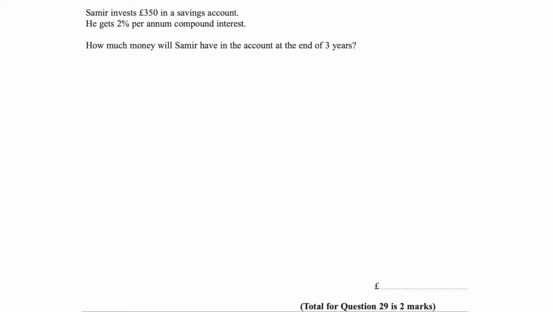Welcome to this GCSE revision topic of compound interest. Let's go through the question and see what we've got.